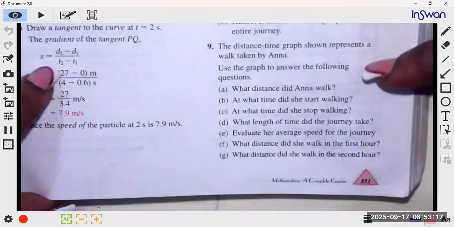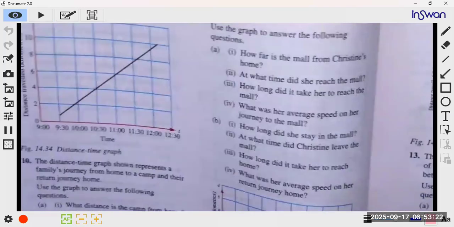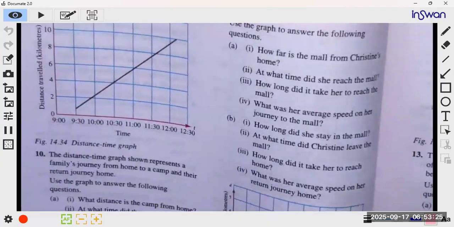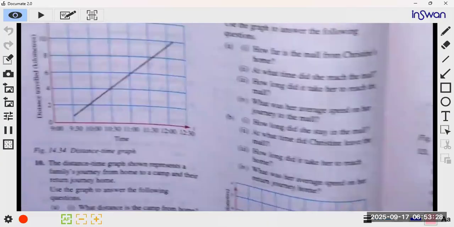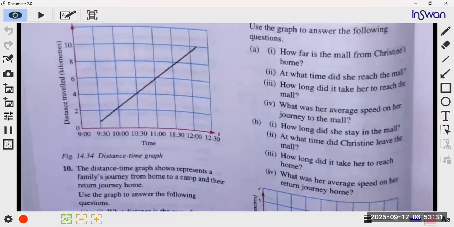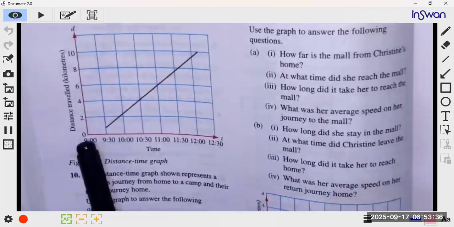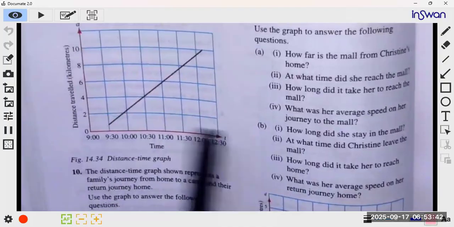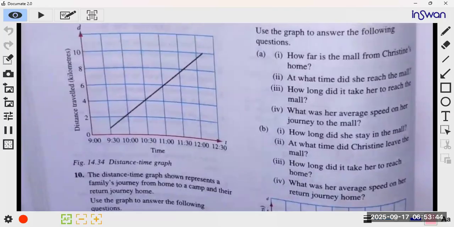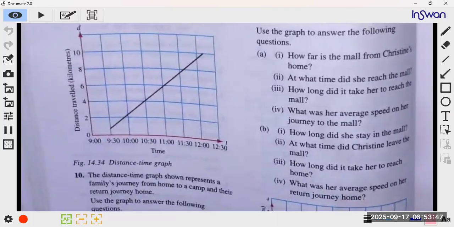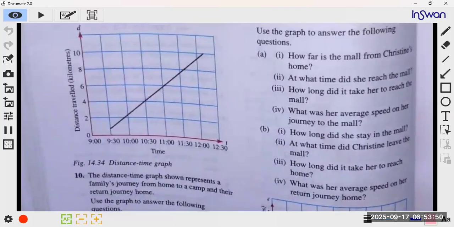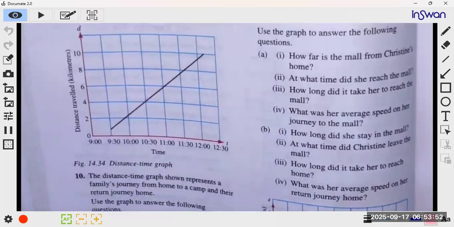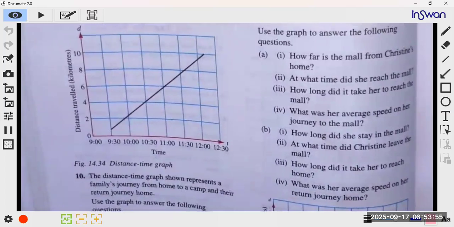First thing, what distance did Anna walk? Now, this is a graph that we have. And they want to ask what distance did Anna walk? So from the graph, you all could tell what distance Anna walked, right? Notice the graph did not start from 0. So we cannot say that the distance she walked was 10. You are seeing what I'm talking about there? Yes or no? Yeah?